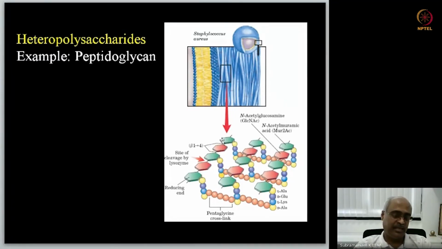carbohydrates is called glycan. Gly is the generic term for any carbohydrate. If it is only glucose, you will say glucan. So glycan means a long chain of monosaccharides. Since they have peptides attached to them, they are called peptidoglycans. These peptidoglycans form the major cell wall component of bacteria.